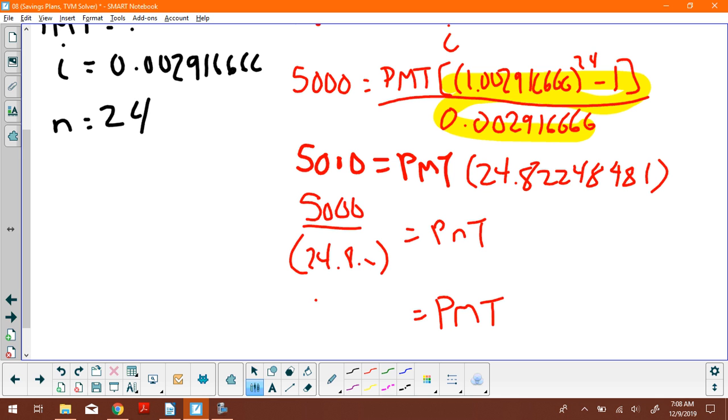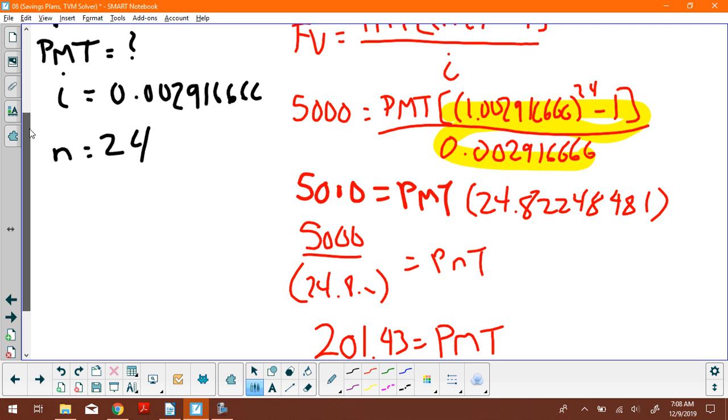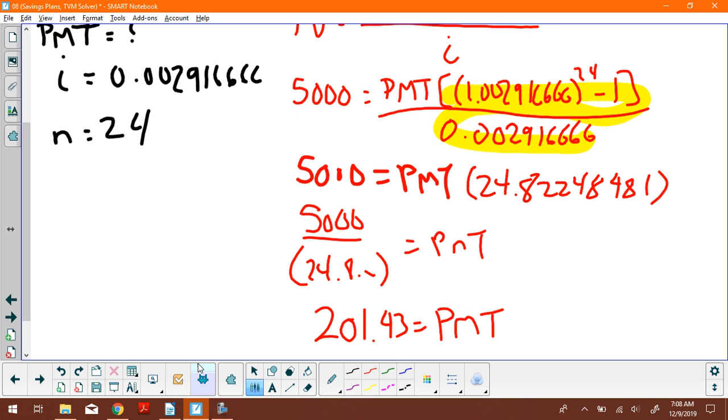Okay, so the monthly payment would be $201.43. Okay, so if Chris wants to start this way, you'd have to put in regular installments of $201.43. Okay, and again, just to verify, let's look at that using the TVM solver as well.